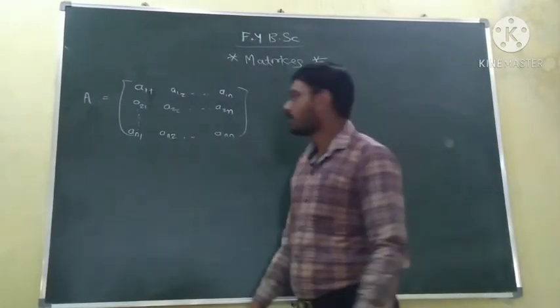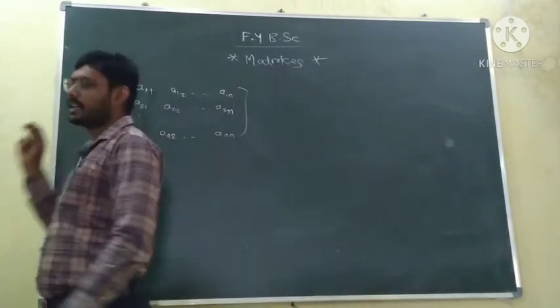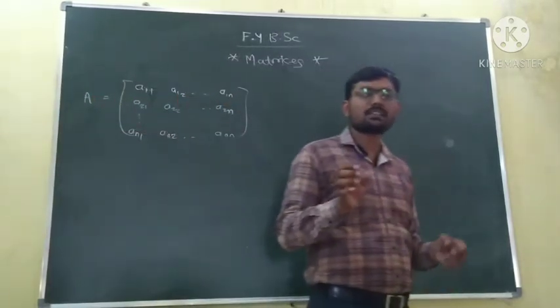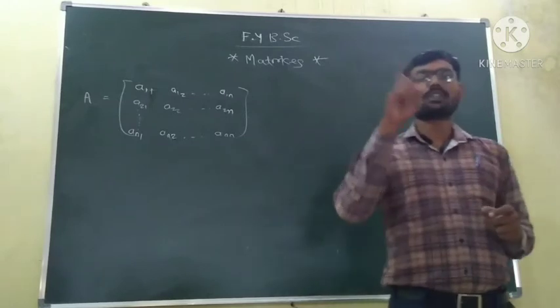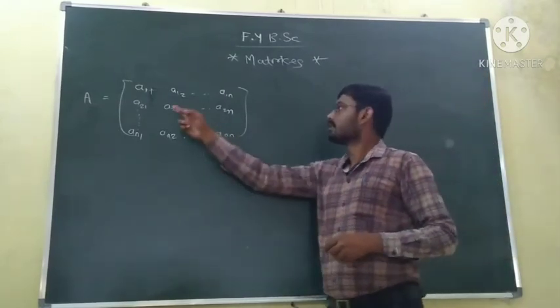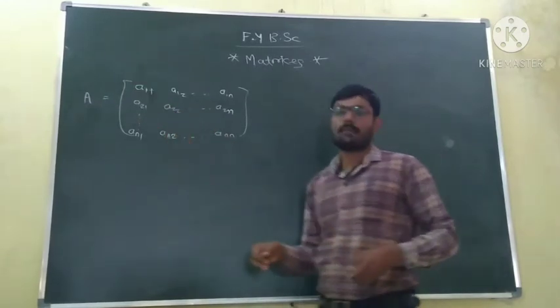Now this is the basic idea of what a matrix looks like. A matrix is nothing but an array containing rows and columns, and this is the notation for representing matrices.